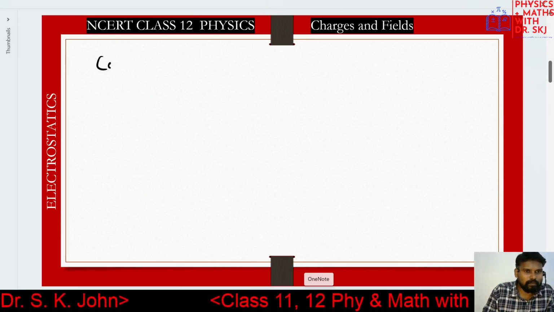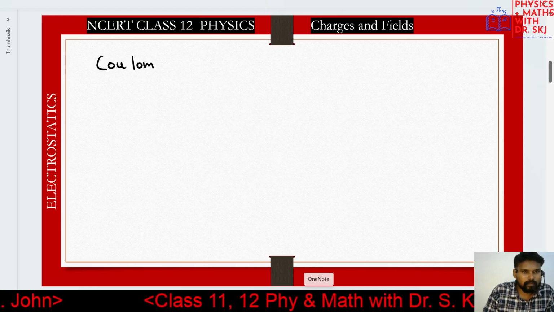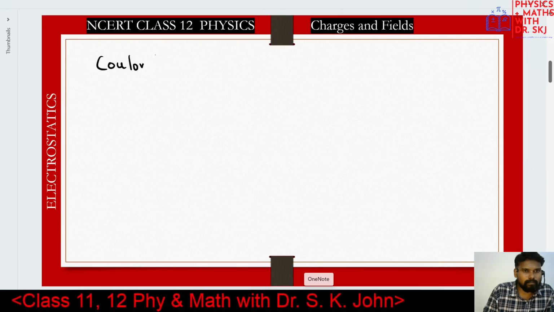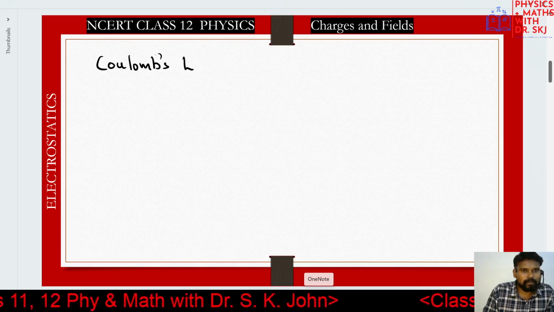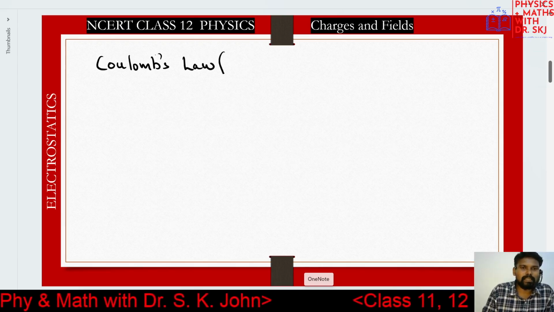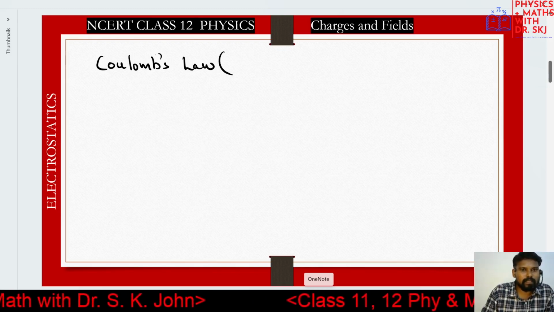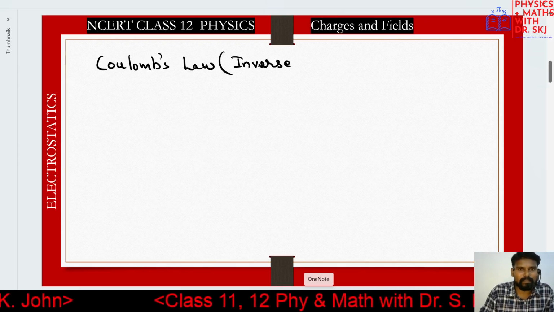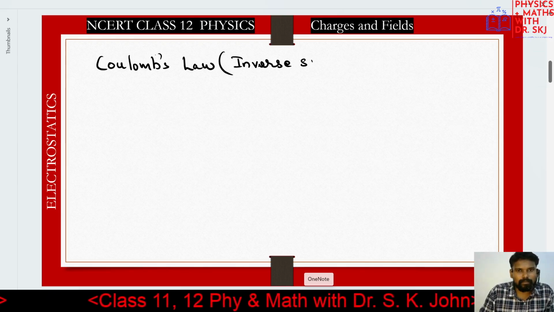What is Coulomb's law? The full name is Coulomb's inverse square law. It's an inverse square law. I will explain why it is called the inverse square law.